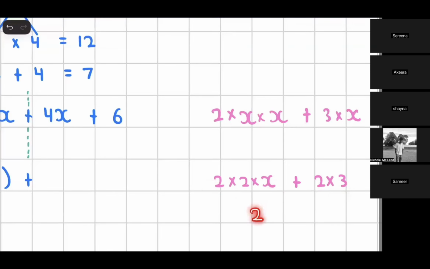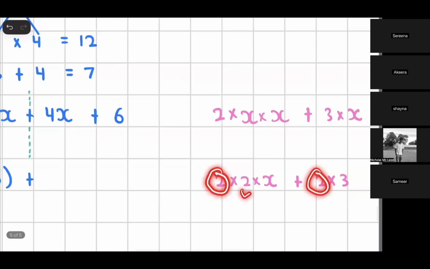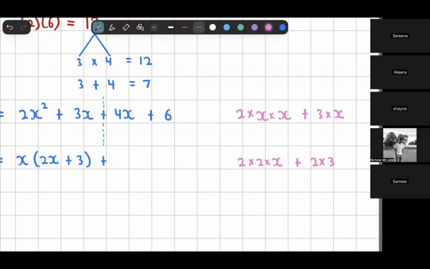So I'm going to pull out the 2. And if I pull out the 2, what am I going to write inside the brackets? 2x plus 3. Because if I pull out the 2 from here and here, I'll still have 2x over here, and I'll still have 3. Great. So I'm going to pull out the 2, and as such, I'm going to write 2x plus 3.